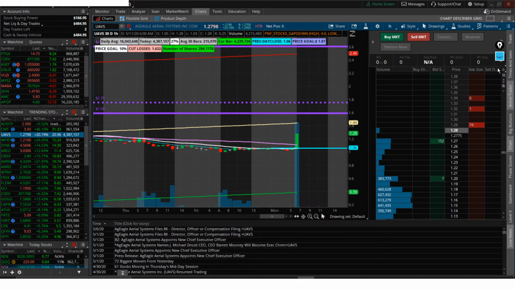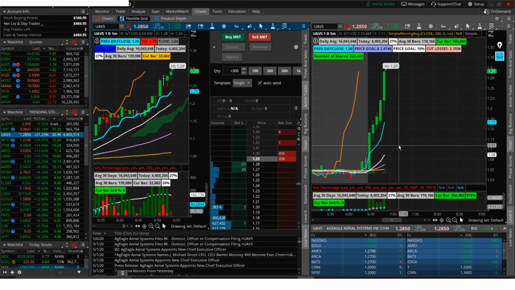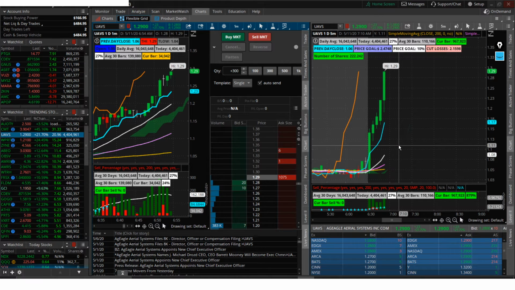Now we see UAVS making a move, a huge move for the day. Wow.